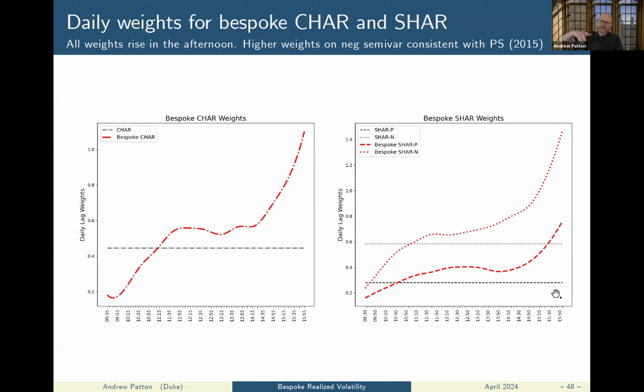When we allow the weights inside each of those two semivariances to be flexibly estimated, we get this dotted line and the dashed line. Basically, we get the same pattern as before, but with a shift. So they both downweight the morning and upweight the afternoon, but the negative returns are more important for forecasting than the positive returns.